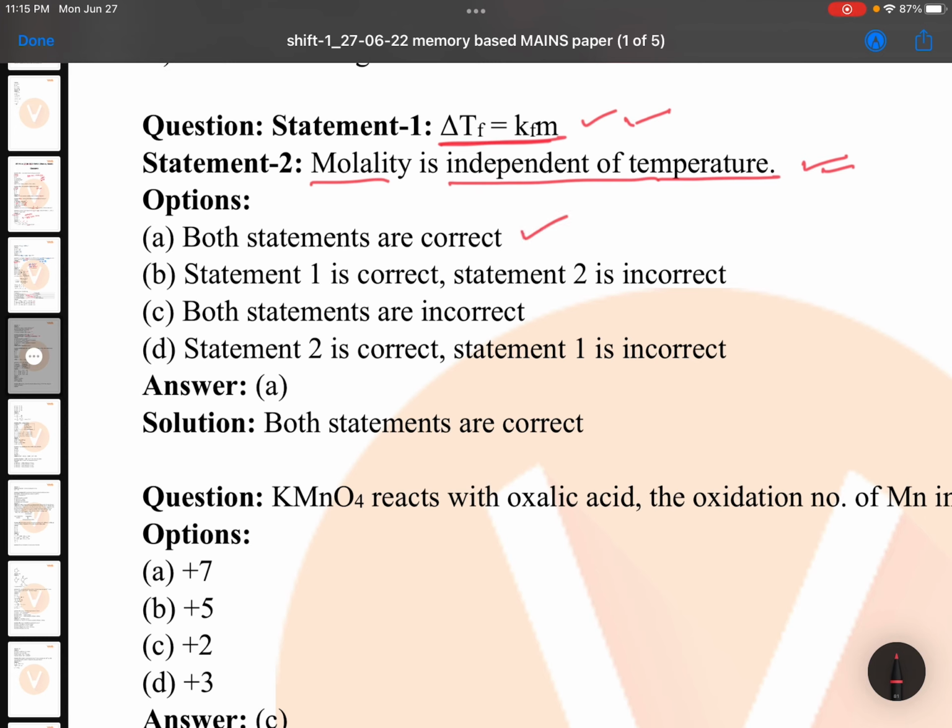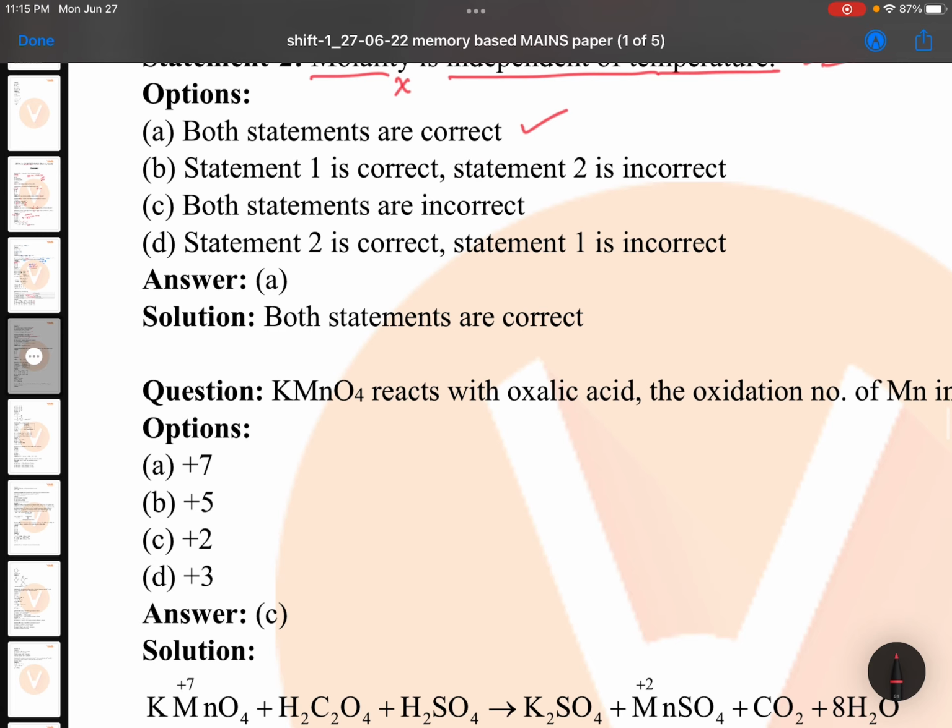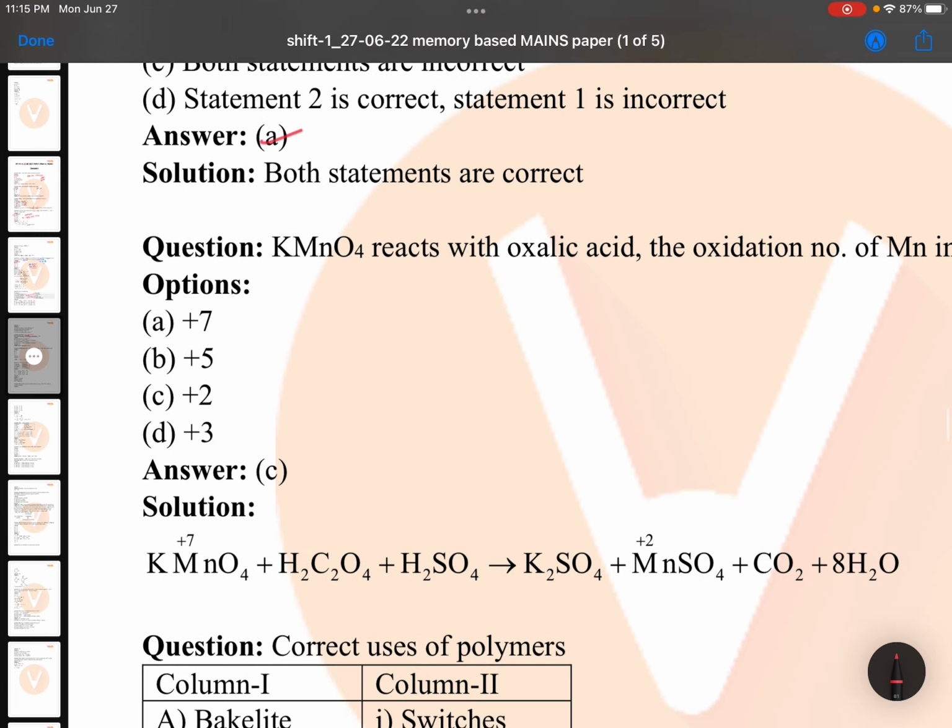Here only statements are being asked. Delta Tf is equal to Kf into m, absolutely right, depression in freezing point. Molality is independent of temperature. Molality and mole fraction are both independent of temperature, whereas molarity and normality are dependent on temperature. So both statements are right.